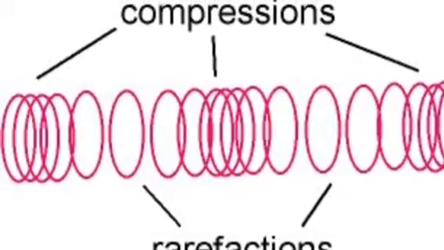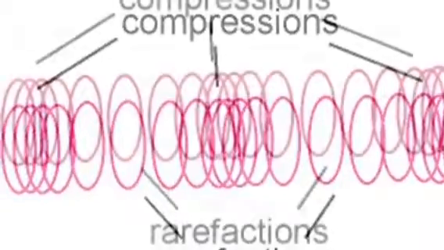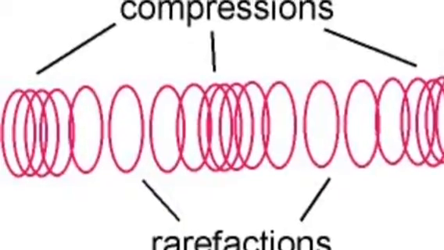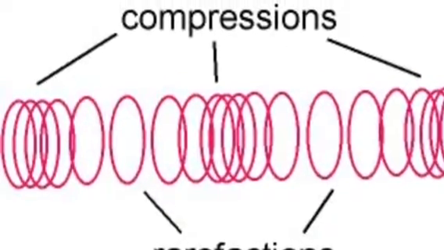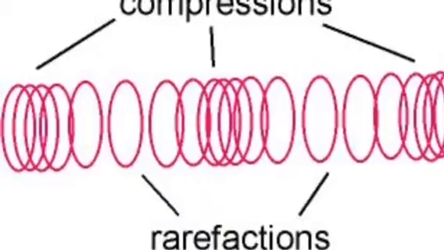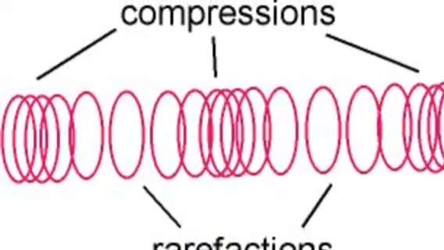Longitudinal waves have compressions and rarefactions. A compression is a region in a longitudinal wave where the particles are closest together. A rarefaction is a region in a longitudinal wave where the particles are furthest apart.